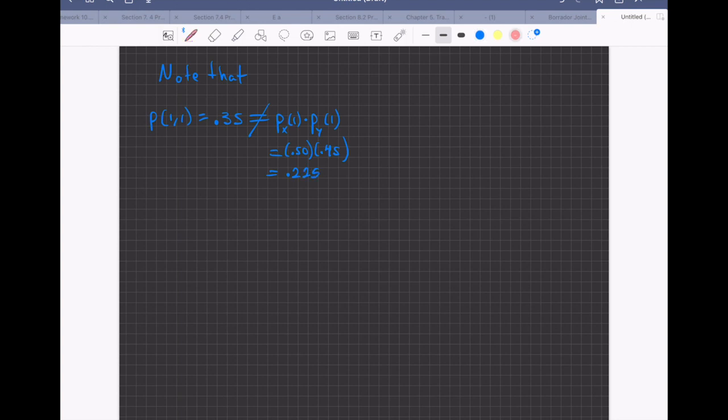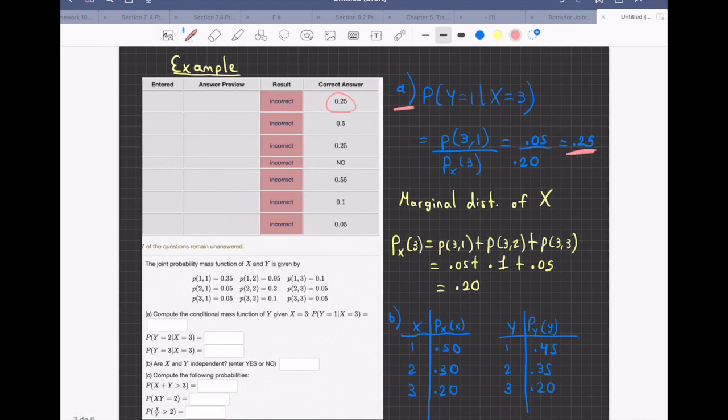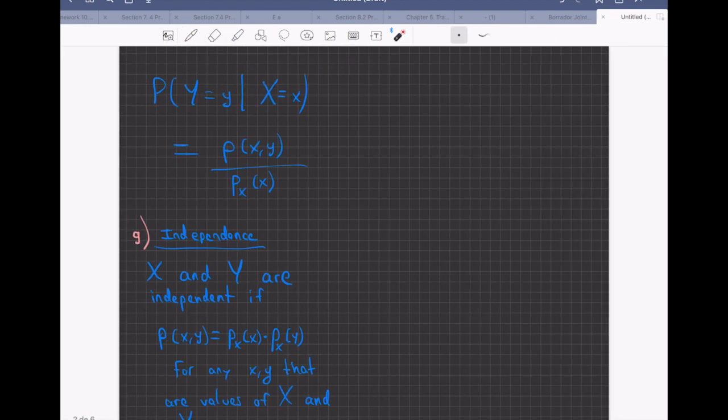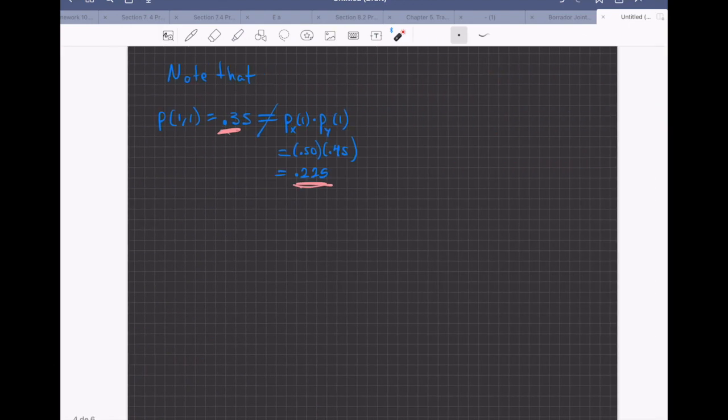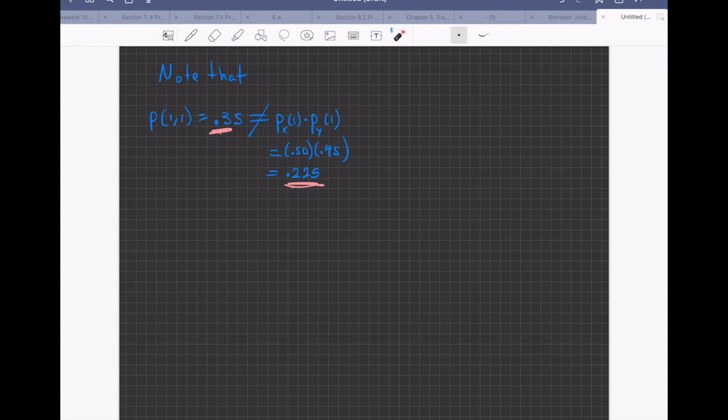So obviously this and this are not the same, right? So no, X and Y are not independent. Again, they are independent if this equation is true for any values of X and Y. If you find only one value for X and Y such that this is not true, I mean they don't have to be the same, of course. I use 1 and 1, but even if you find one value for X and one value for Y such that this equation is not true, then they can't be independent.